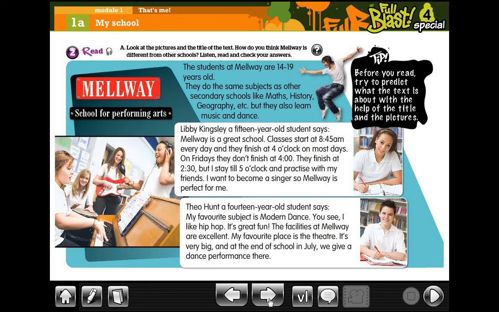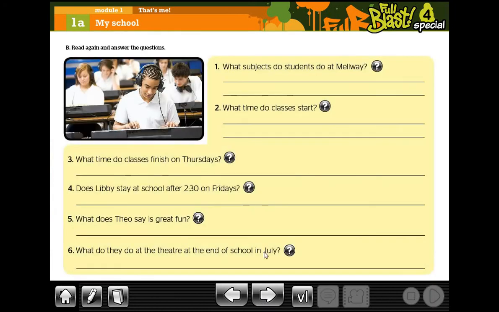Next page, question B. Read again and answer the questions. Number one. What subjects do students do at Melway? Do you remember what are the subjects that they do at Melway? Very good. They do the same subjects as other secondary schools like maths, history, geography, etc. But they also learn music and dance.